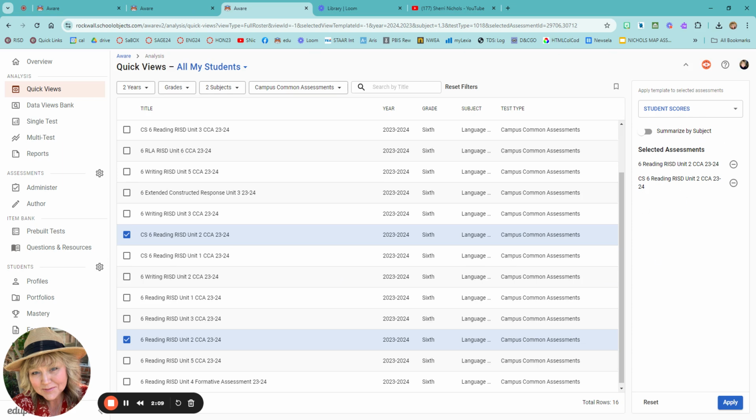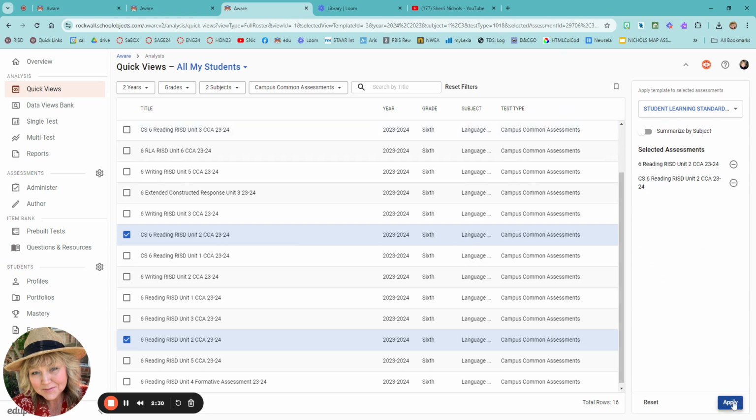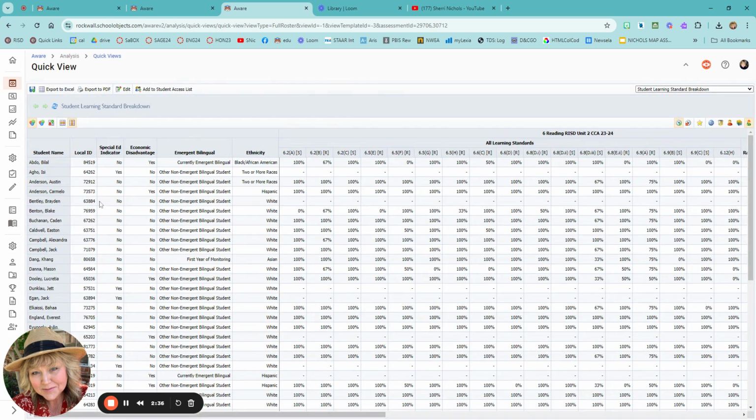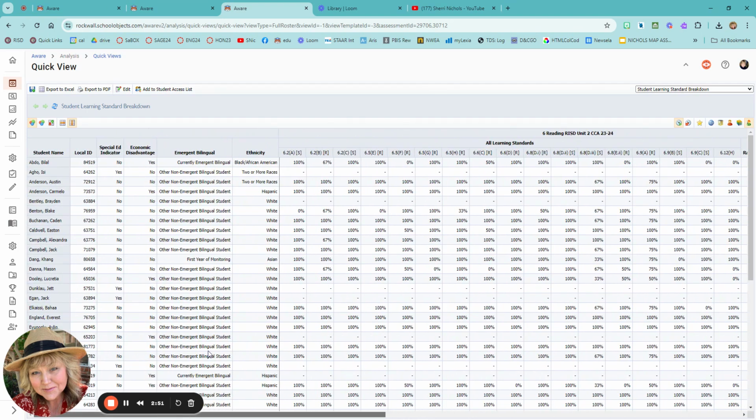Or if I want to see them summarized, as in one summary of the total, how they did all together, I could say summarize. And then I also have a choice. I could look at student scores, or what I really like to do when I'm looking at how students are doing on their particular learning standards, I'll say student learning standard breakdown, and then I'll say apply. And it'll take a minute to populate depending on how many tests you choose. And so you end up with a list by students, and it has quite a bit of detail. And this particular list has both tests side by side, so content support plus the on level.